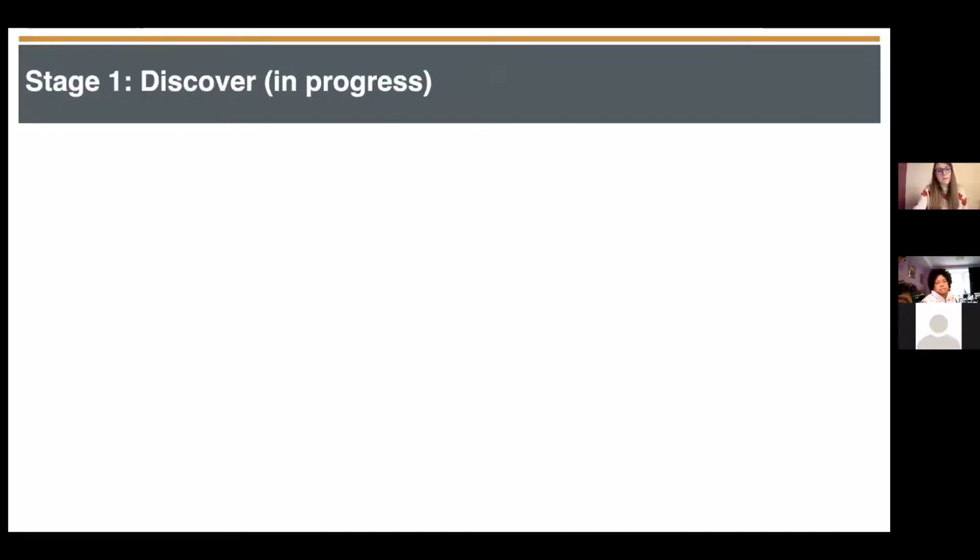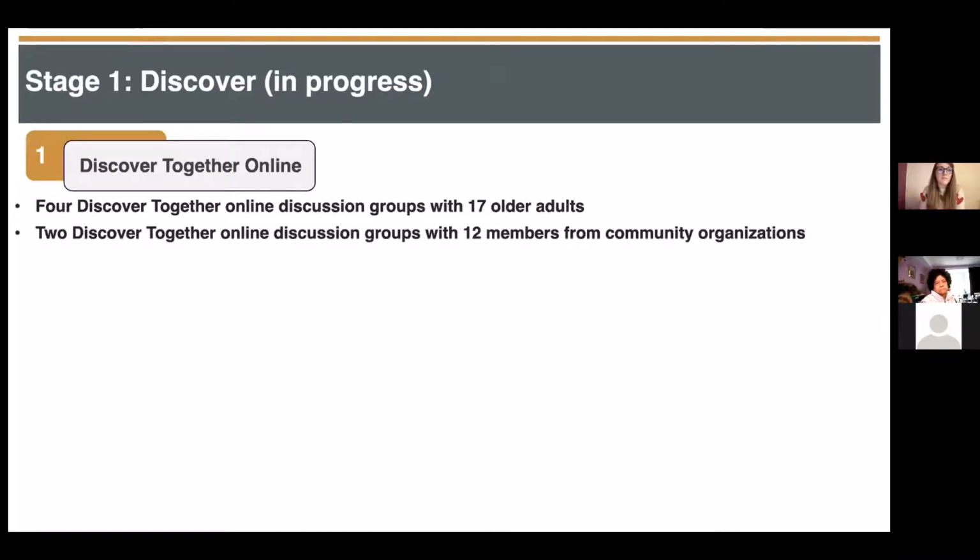So currently we're at stage 1, Discover, which has been delayed due to COVID. But at the moment, we have facilitated 4 Discover Together online discussion groups with 17 older adults, and 2 Discover Together online discussion groups with 12 members from community organisations. These were originally meant to be in person, but then moved online due to COVID.